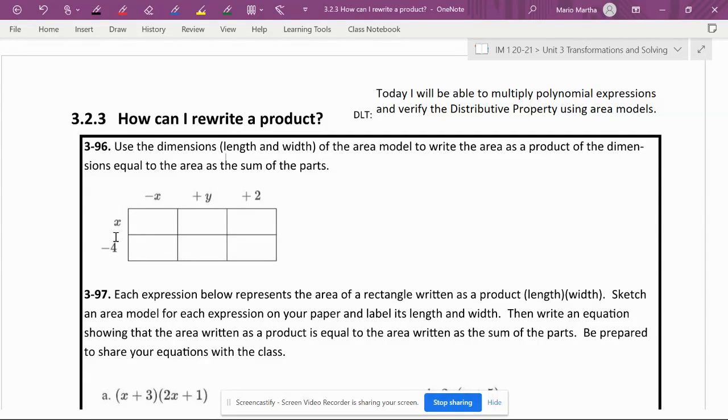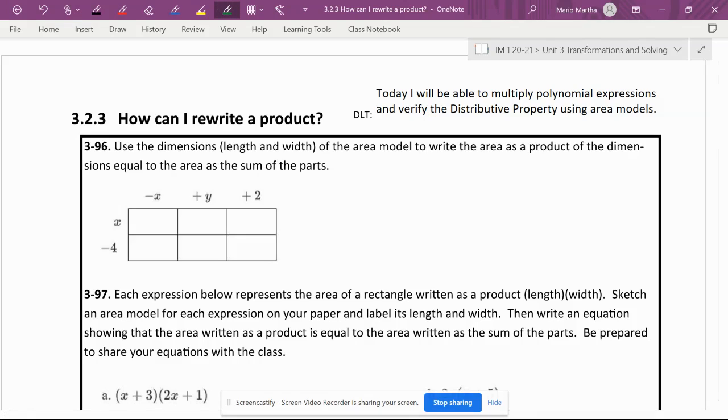Today's topic 3.2.3, how can I rewrite a product? So today I'll be able to multiply polynomial expressions and verify their distributive property using area models. Use the dimensions, length, and width of the area model to write the area as a product. The dimensions equal to the area is the sum of the parts.